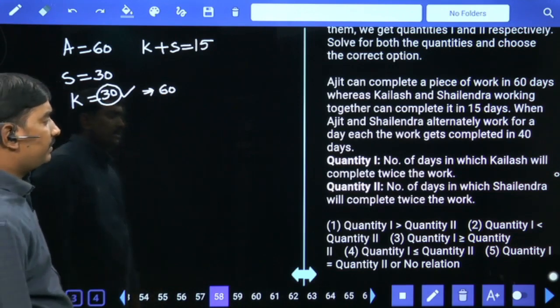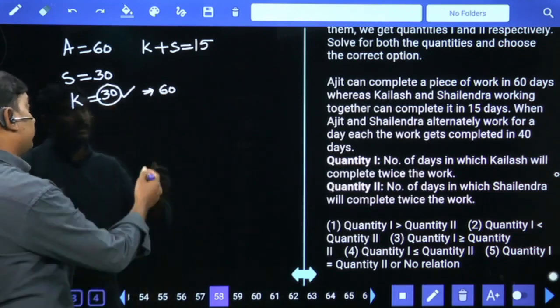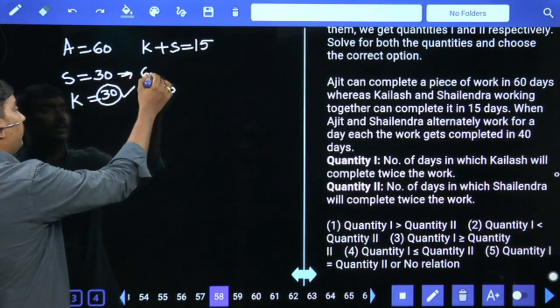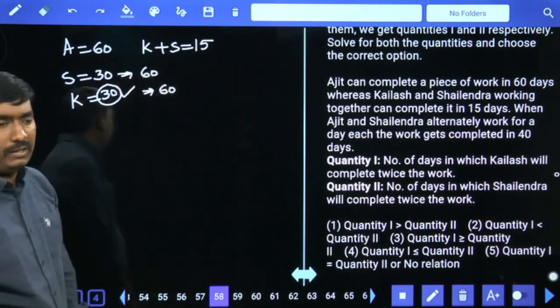Number of days in which Shailendra will complete twice the work: Shailendra will also complete twice the work in 60 days. So 1 equals 2.